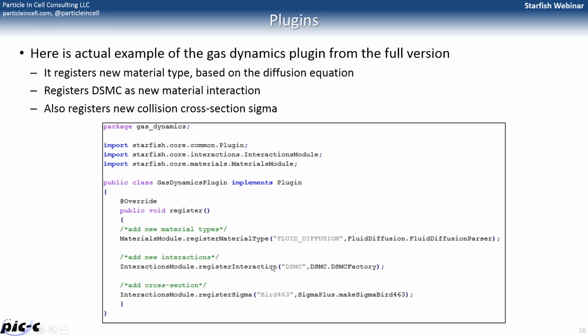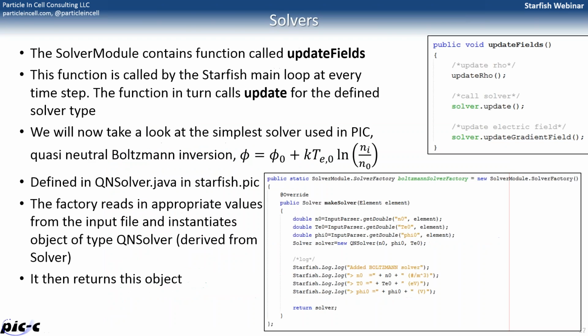In the interaction module, I'm registering a new interaction of type DSMC, and I'm also registering a new cross-section sigma. This is very specific to what modules you are registering things for. Now, going back to the solver.